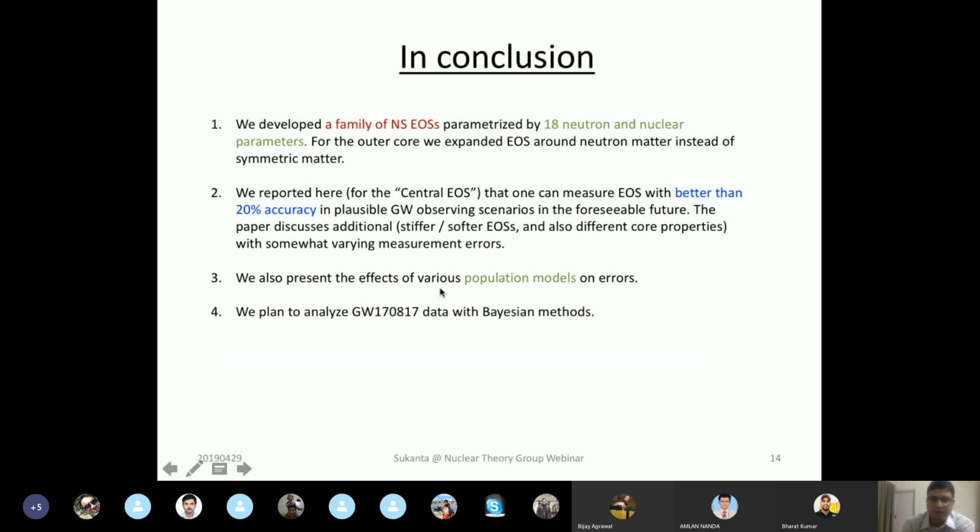We also present the effects of various population models on errors. But the weakness of this study is that we use Fisher methods. We are now working on analyzing GW170817 data with Bayesian methods and repeating the simulation analysis here also with Bayesian methods, which of course are more computationally expensive, so they may take a little time. Thank you very much for your attention.